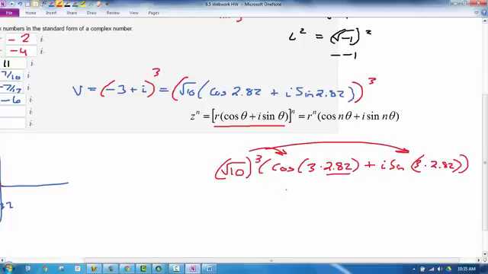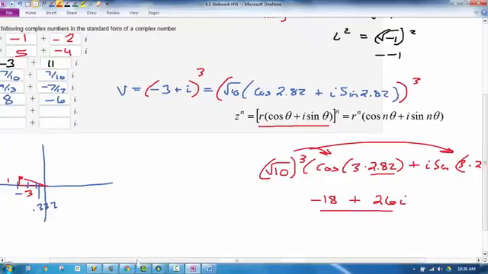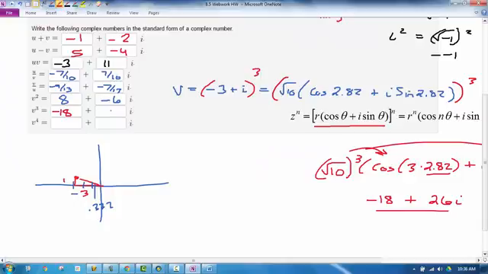And if I do that, that gives me negative 18, and this is 26i. If you take the square root of 10 cubed times the sine of 3 times that number. So this is my answer right here. Negative 18 is the real part, A, and B is 26, the imaginary part.